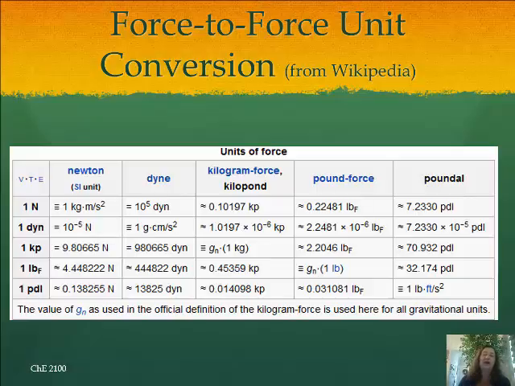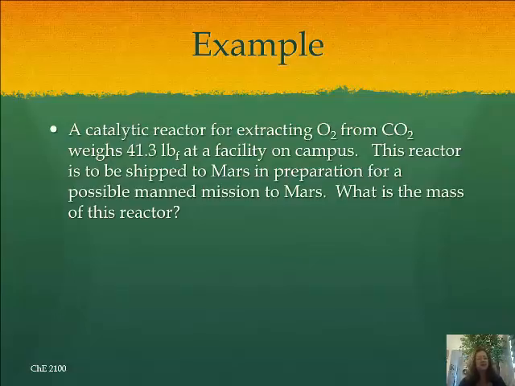A variety of units that you might have run into in other courses. This is from Wikipedia, but they just show relationships between newtons and dynes, and kilograms force, also known as kips, pounds force, poundals. So all of these things here are variations on what we just talked about. Again, we'll mostly use newtons or pounds force for our force, and we'll mostly use kilograms or pounds mass for our mass.